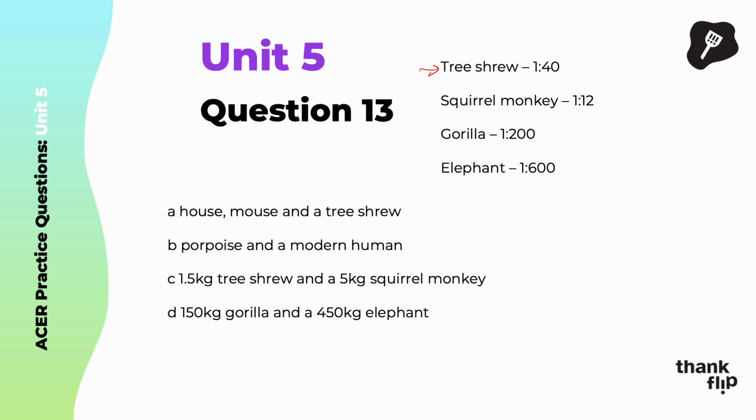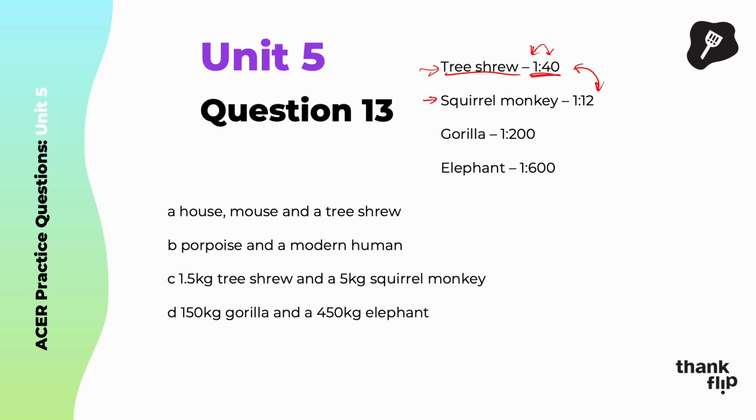The question is asking us to find two animals with the same brain mass. You can tell when you're looking at these that, given just 1 to 40, you can't tell what the mass of a tree shrew's brain will be without additional information. You can't tell what the body mass of a tree shrew will be either. These are relative values, and they're relative within the tree shrew. So you can't even compare them like this.